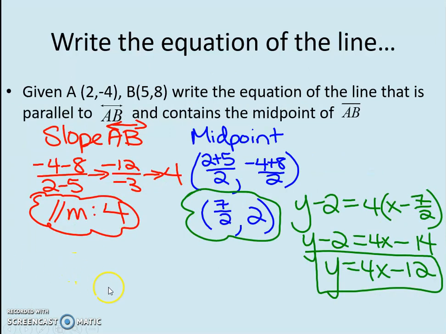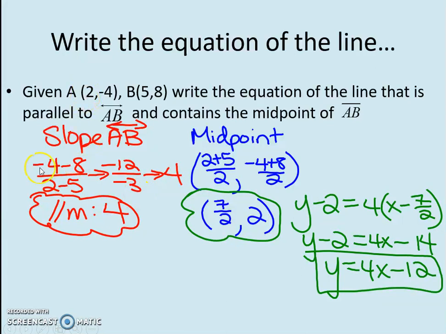The next one we're going to see: write the equation of the line given A (2, -4), B (5, 8). Write the equation of the line that is parallel to AB and contains the midpoint of AB. So you need to find a midpoint between A and B. First, let's do the slope. The slope is y2 minus y1 over x2 minus x1.